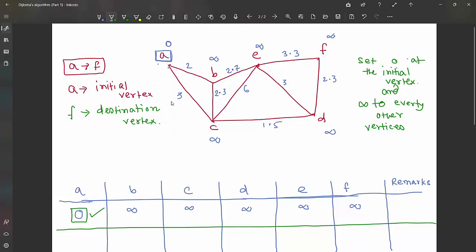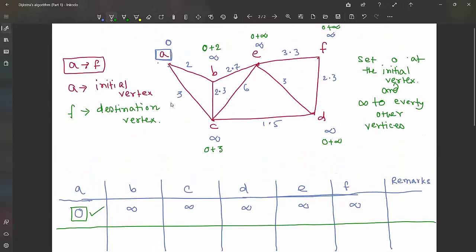From A to B, it is 0 at the previous stage. Now you have to travel 2 units, so it is 0 plus 2. Whenever you come from A to B, you traverse 0 plus this 2 distance. From A to C, this is 0 plus 3 units. 0 means the initial stage, and whenever you reach C, you travel plus 3 unit distance. From A to E, it will be 0 plus infinity. From A to F, 0 plus infinity, and A to D also 0 plus infinity. Now put these values here.